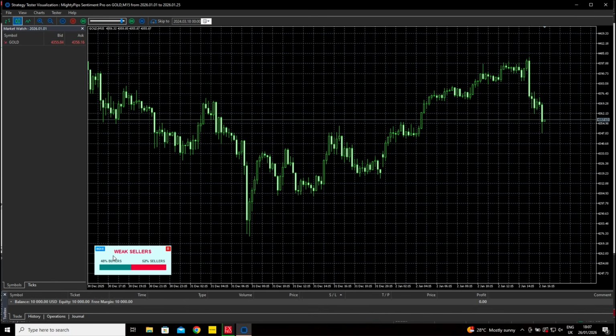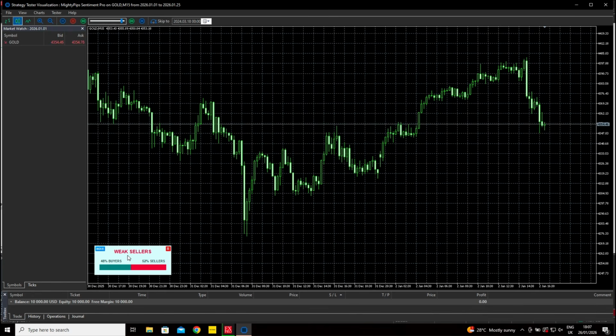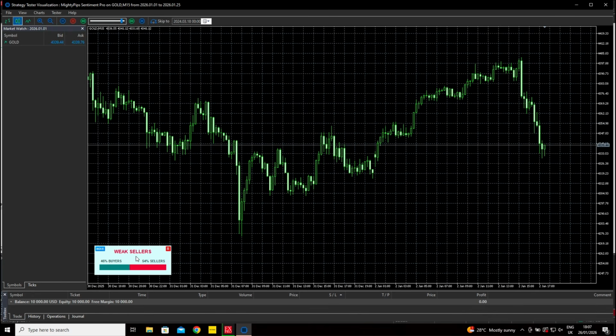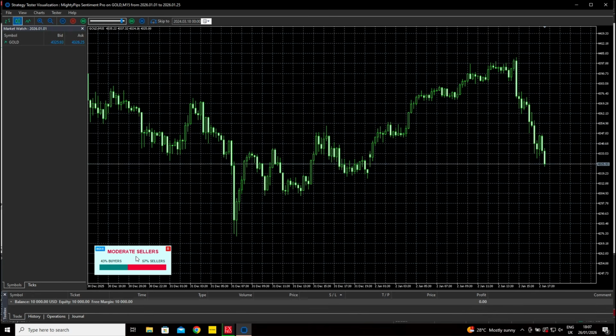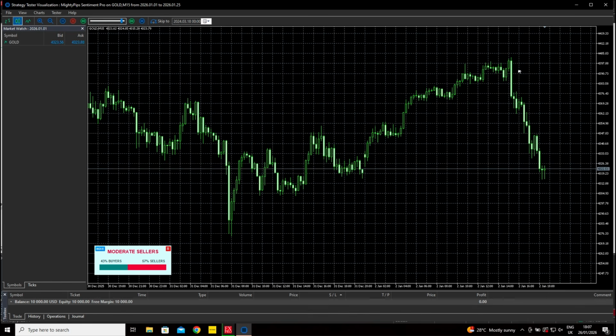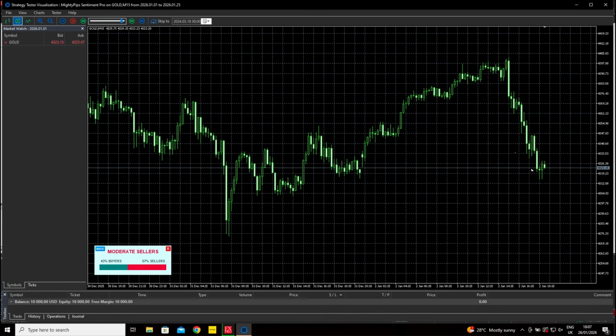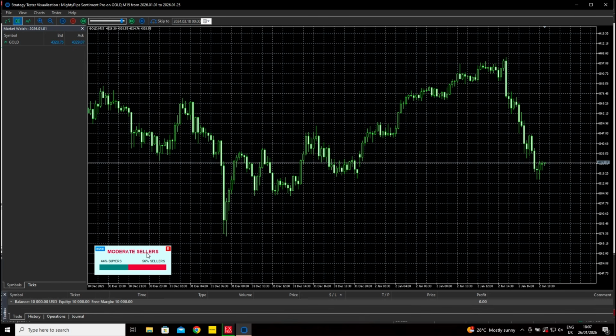As you can see, now here it has changed to neutral or weak sellers. As you can see, it updates as the market is changing. You can see it actually updated on this bearish candle. So here now it is showing you moderate sellers. So when you're coming into the market here, you can just be able to know by just looking at this indicator that the market is bearish. All right, so you can see here it's saying weak sellers. Now that is how this indicator works.